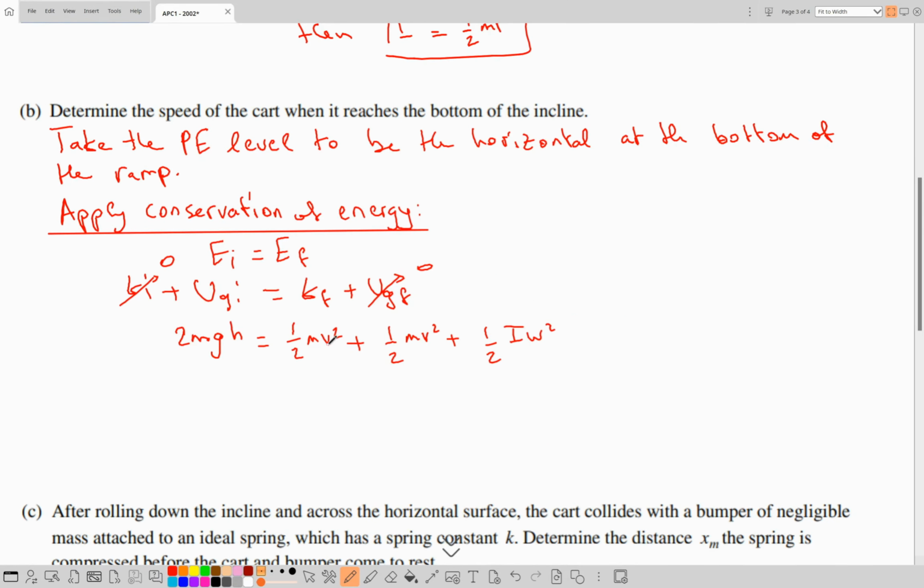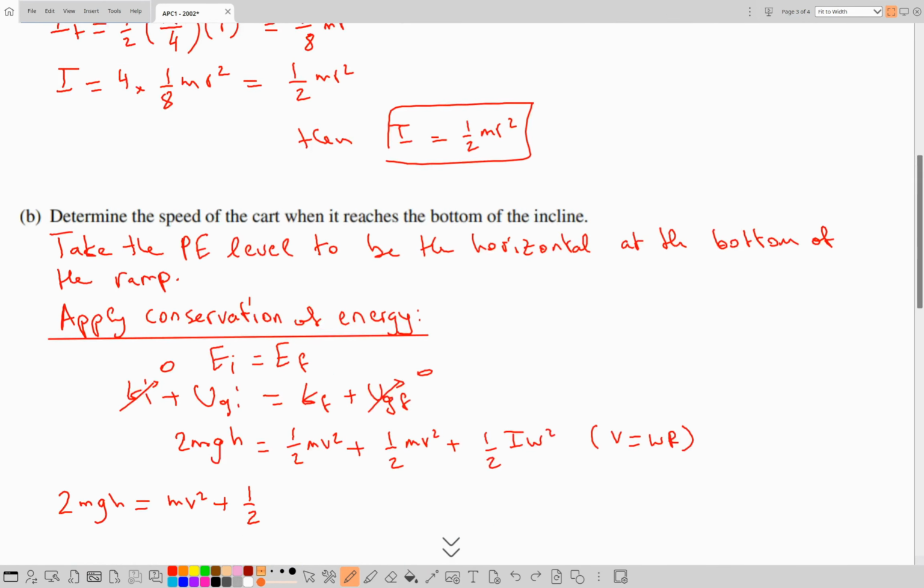So in this case we have 2 variables of motion, v and omega. Now omega can be changed into v by using the fact that v is equal to omega r, which means that omega is given by v over r, so that would be 2mgh equals mv square if we add these together, plus half.